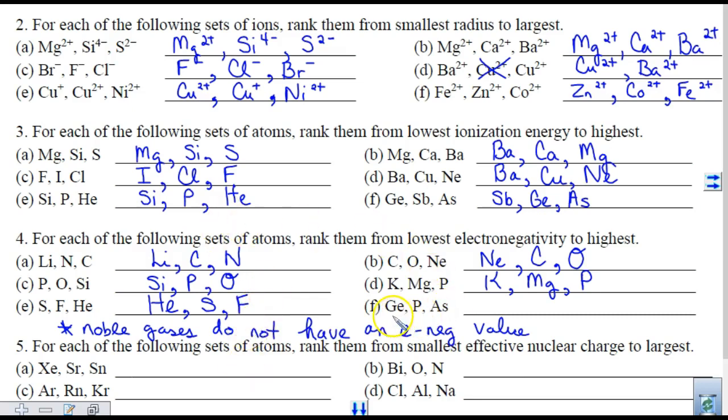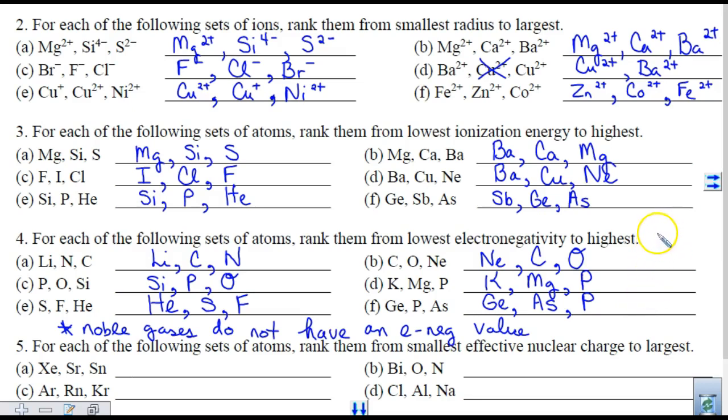In question F, we're looking at germanium, phosphorus, and arsenic. So pause the video and put those in order. Alright, our element that's located down the lowest and most to the left is germanium. So it's going to have the lowest value. Then arsenic, and since phosphorus is on top of arsenic, phosphorus will have the highest value of these three.